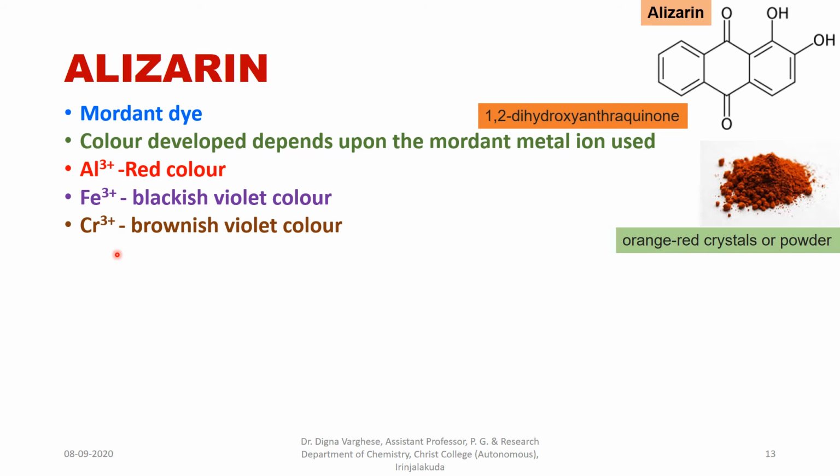If chromium 3 plus is used, brownish violet color. So with different metal ions, the same dye will give different colors. It is used to dye cotton and wool.